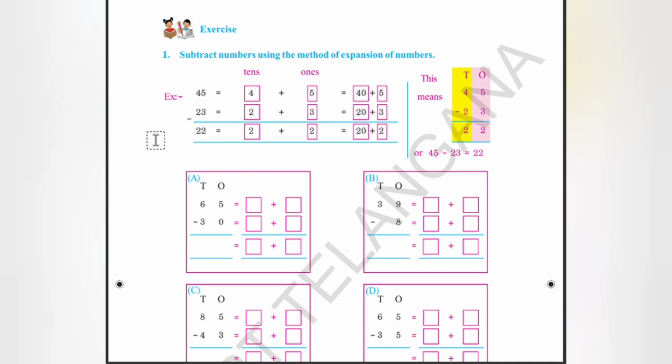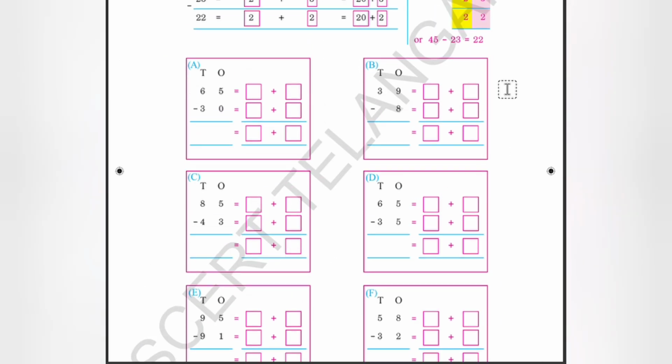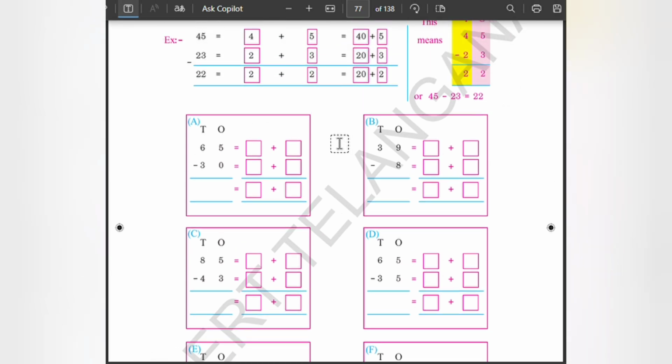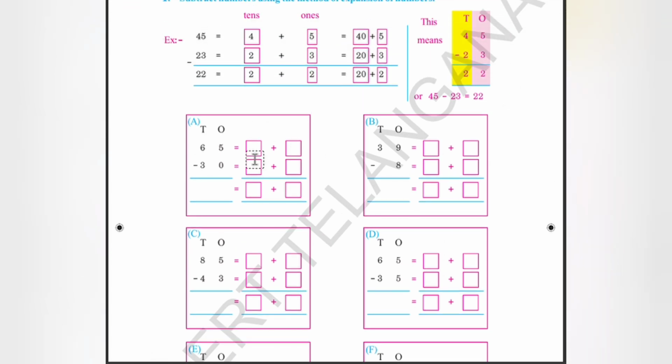Subtract numbers using the method of expansion of numbers. 45 is written as 40 plus 5, 23 as 20 plus 3. That is, 5 minus 3 is equal to 2, 4 minus 2 is equal to 2. Okay, so 22. This means 45 minus 23 is equal to 22.